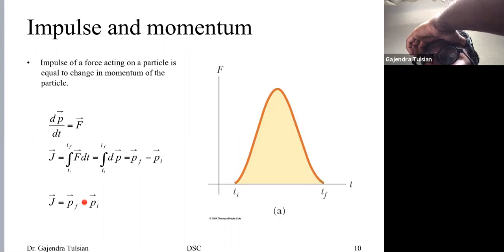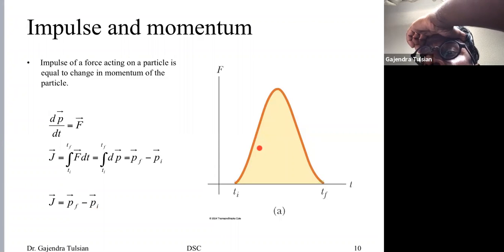What this means is, if the golf ball was at rest initially, this initial momentum will be 0. So this area tells you how fast the ball will take off. So what we are saying is when I play golf, this area is much smaller than when Tiger Woods plays golf.